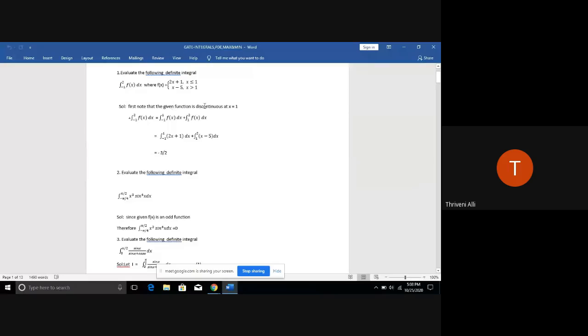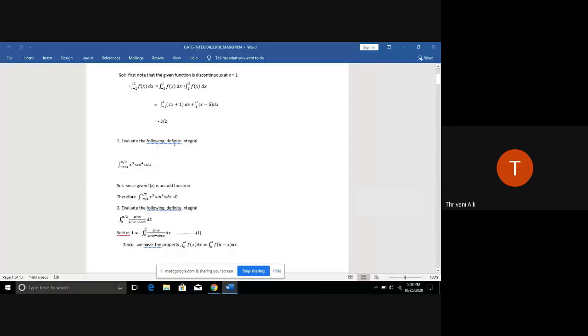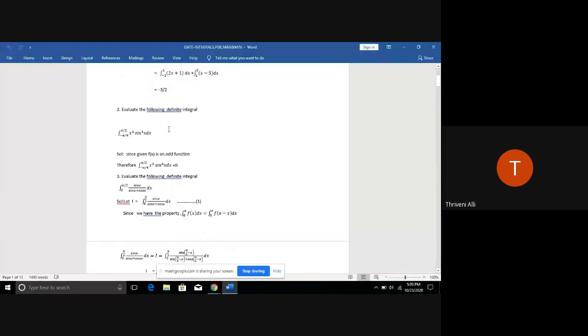Next, evaluate the following integral: the integral from minus pi by 4 to pi by 2 of x cube sine power 4x dx. The limits are minus pi by 4 to pi by 2, and the function is x cube sine power 4x. We have one formula, which you already know: the integral of uv, or the integral of f of x into g of x. Like that we have to proceed.